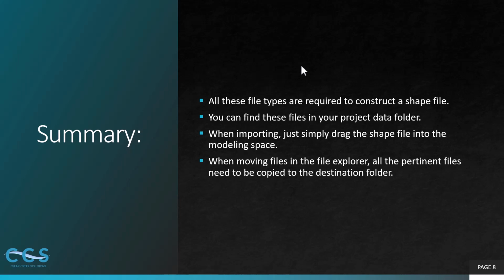When importing, simply drag the shape file into the modeling space. You don't have to drag all those files into an ArcGIS project to get the shape file to show up. It's contained in that shape file when you do it, and then referenced in the folder. However, when you're moving files in your file explorer, you need to move all the pertinent files to the destination folder. You can't just move one individual shape file. If you're in the file explorer, you need to copy all of the other pertinent files.